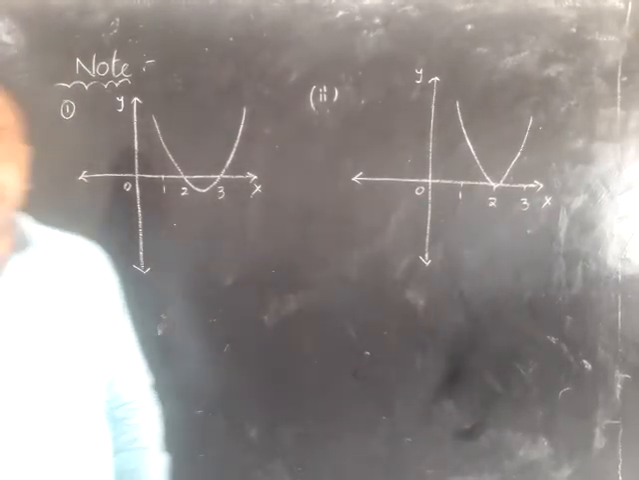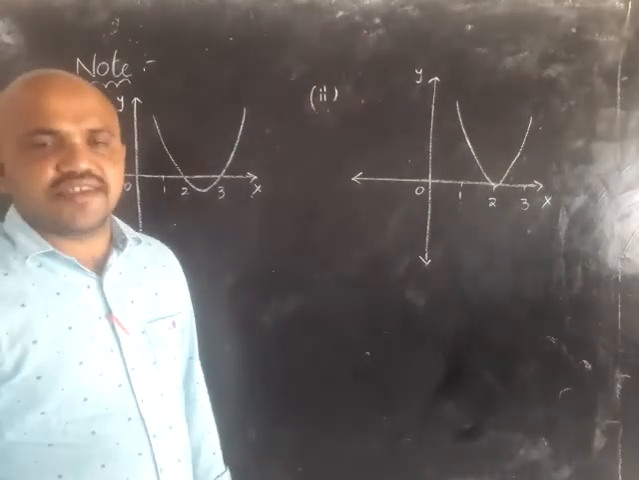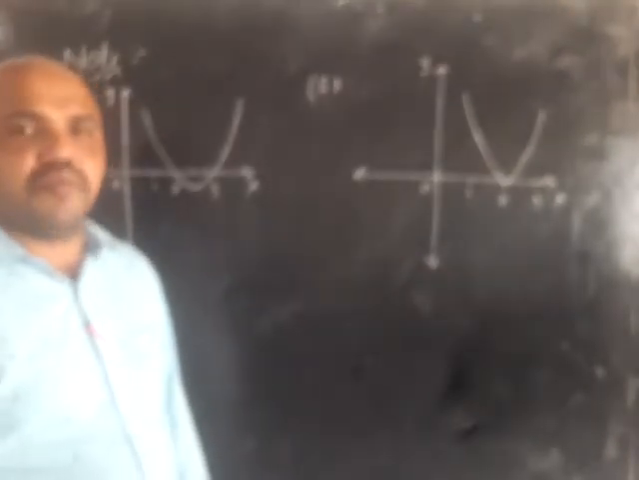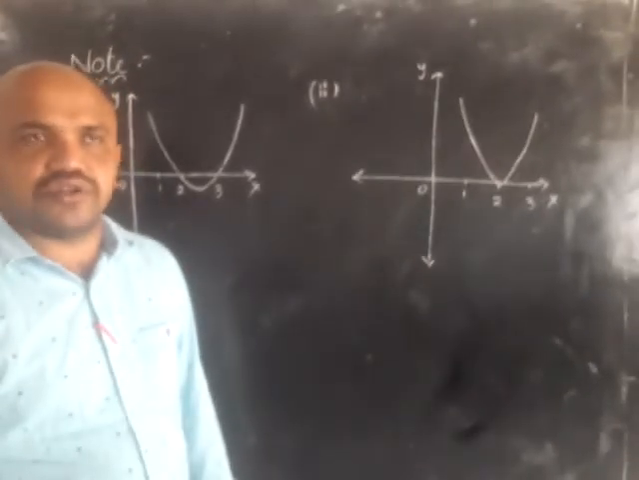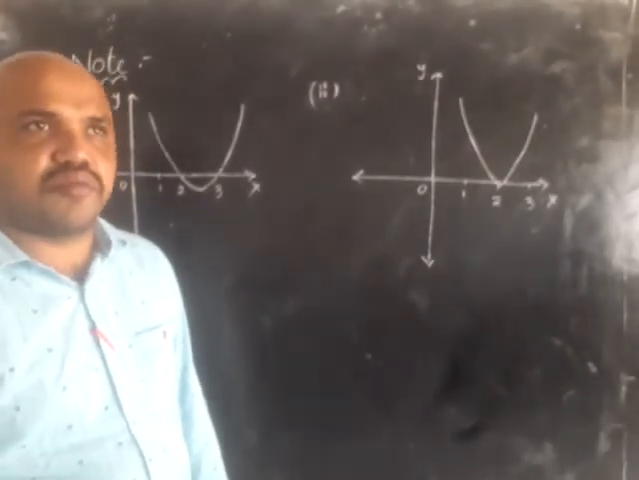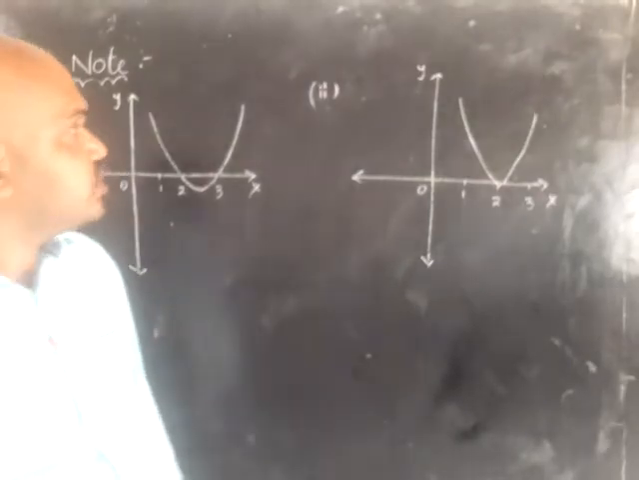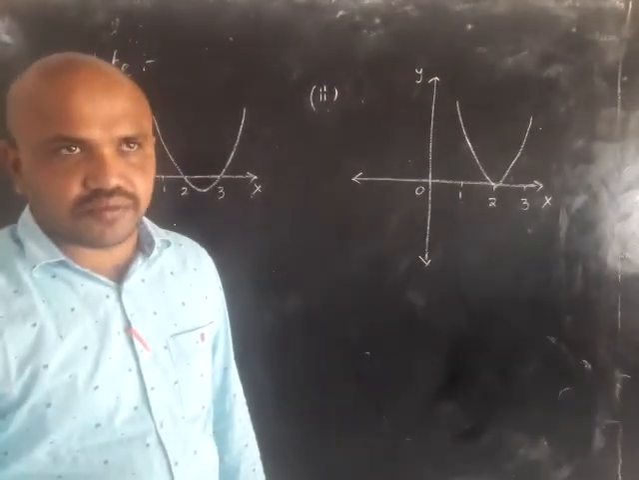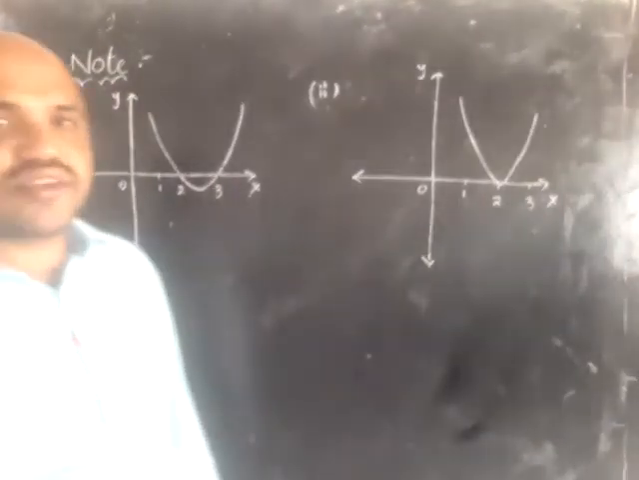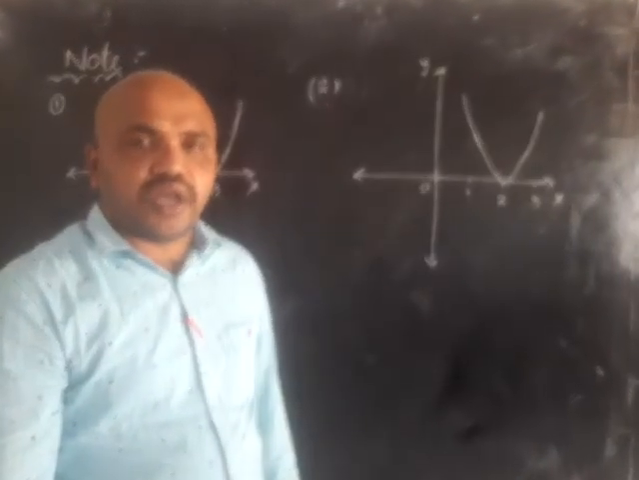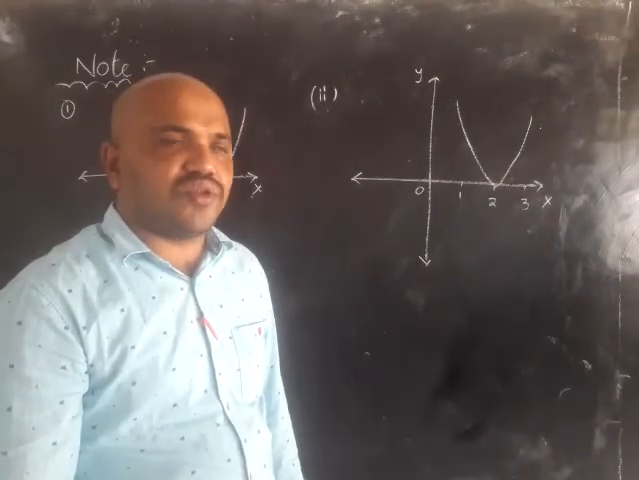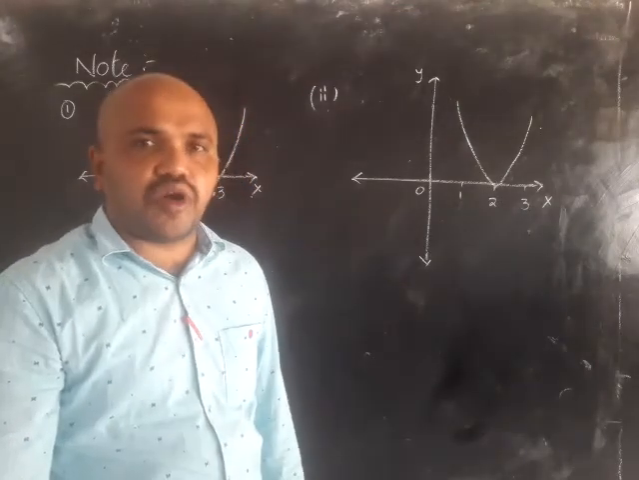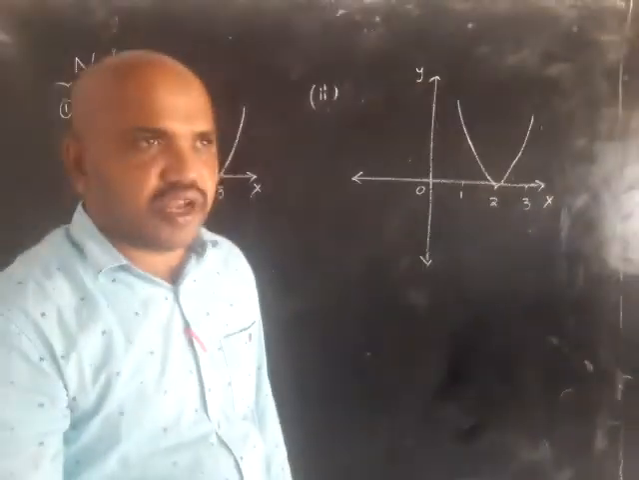Hello students, in our last class we discussed polynomials, types of polynomials, zero of the polynomials, value of the polynomials, factor theorem, remainder theorem. So now in this class, how to find the zeros from the graph. Today we are going to discuss the quadratic polynomial, how to find the zeros of the quadratic polynomial on the graph. Not only quadratic polynomial, we can see any polynomial.